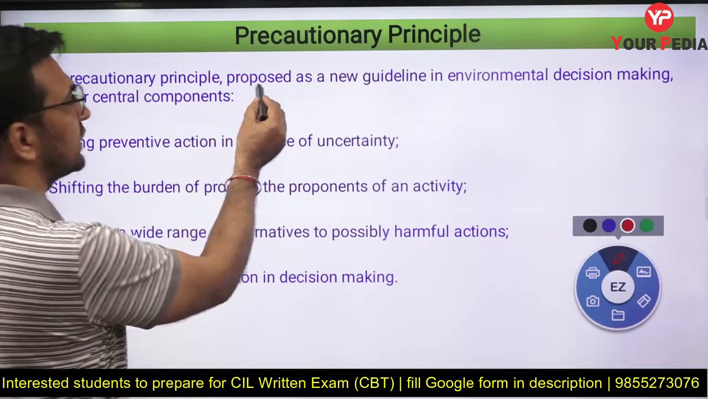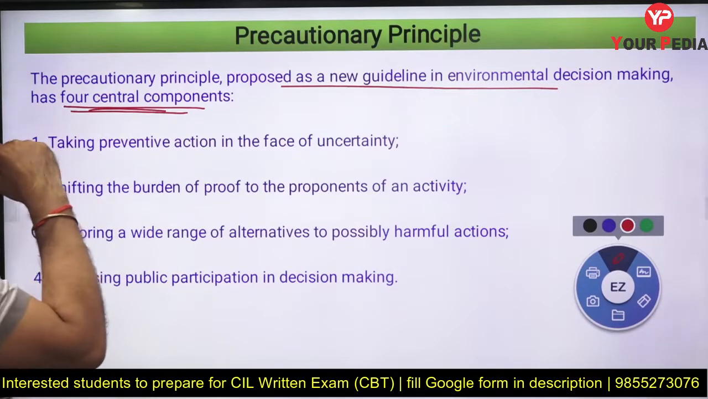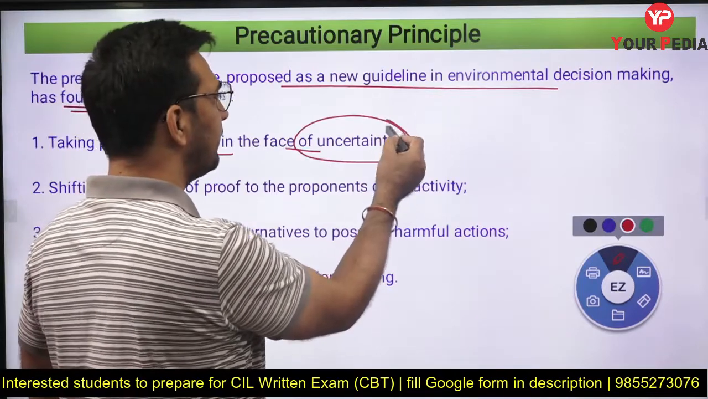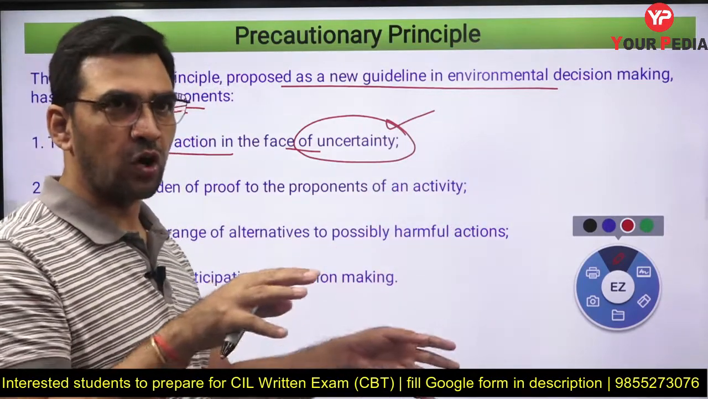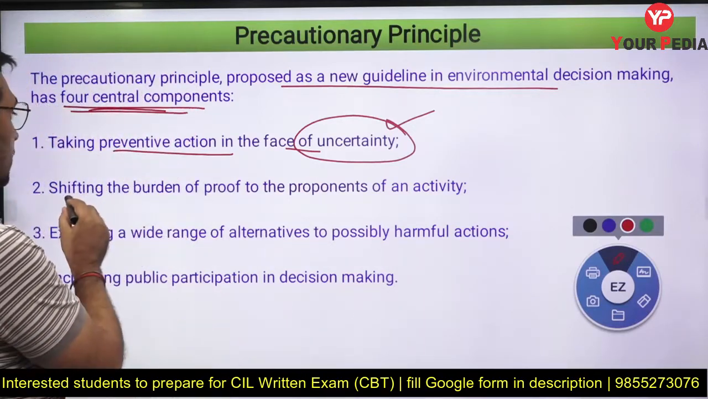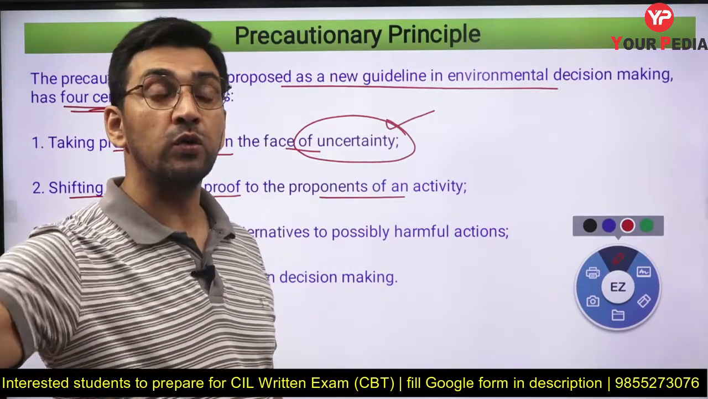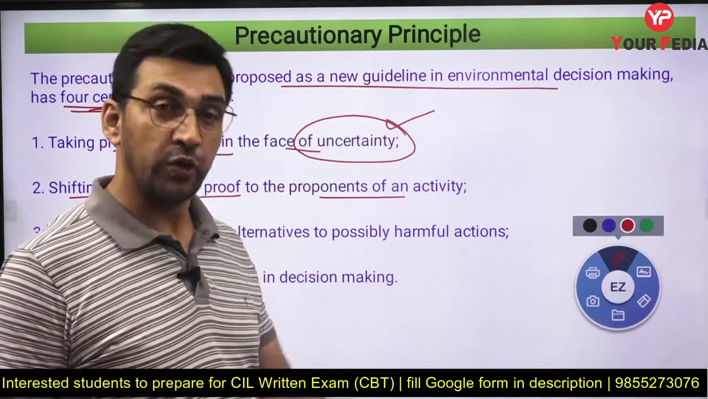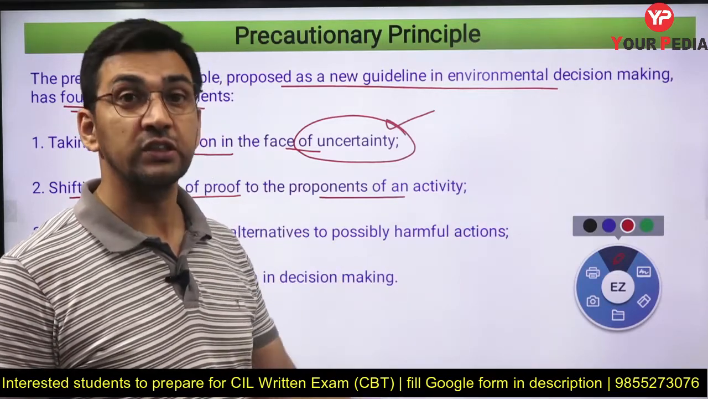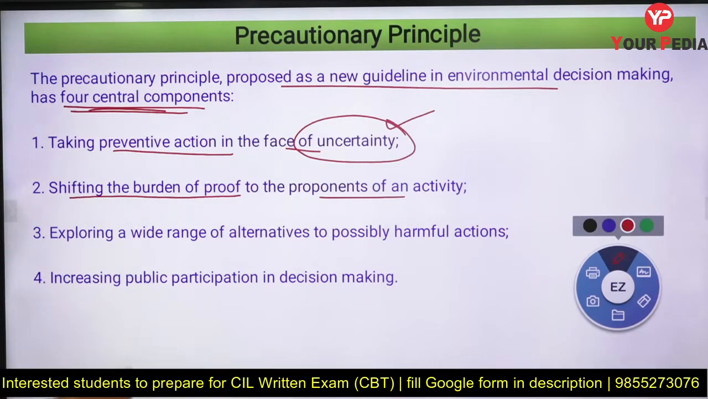The precautionary principle was proposed as a new guideline in environmental decision making in general. It has four central components. One is taking preventive action. Obviously, when you have uncertainty, you are not sure whether it will cause damage or not, it may cause, so take preventive measures. Second, shifting the burden of proof. Who is going to prove? Shift the burden of proof to the person who is going ahead with that activity. That entity has to prove whether the activity will cause damage to the environment or not.